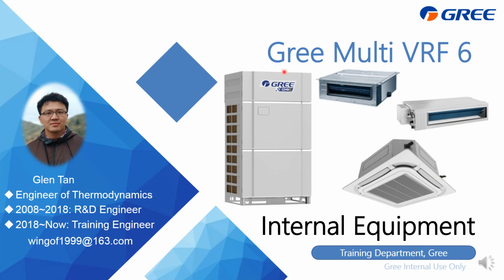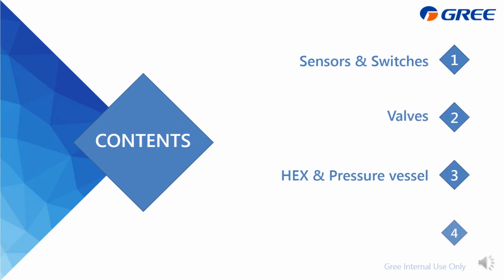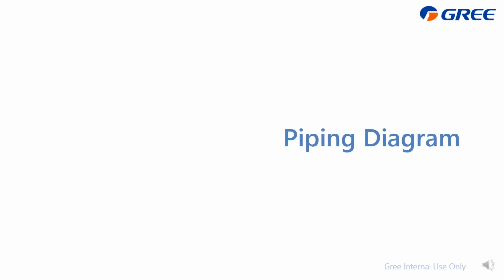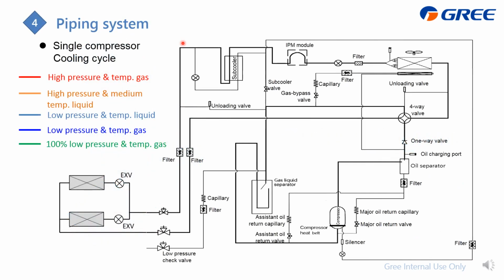This time, I'm going to talk about GNV6 internal equipments. This presentation is divided into these four parts. Next chapter we'll go to the piping diagram. On this piping system, I already introduced the components inside, so it will be easier to understand.